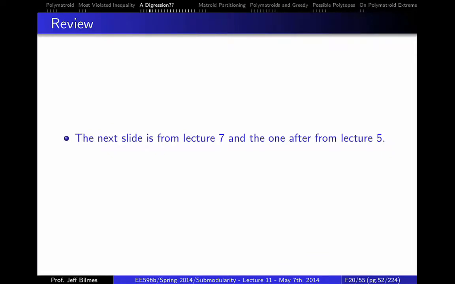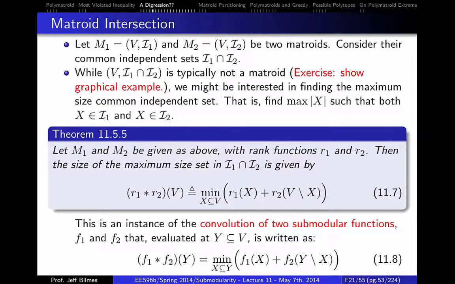Okay, let's do a little bit of review. The next slide is from lecture 7, and the one afterward is from lecture 5. I'd like to tell you where these slides come from. So here's from lecture 7 again, which is Matroid Intersection. The problem we defined was taking 2 matroids, M1 and M2, over the same ground set, and we take the common independent sets, I1 and I2, and it is easy to show.